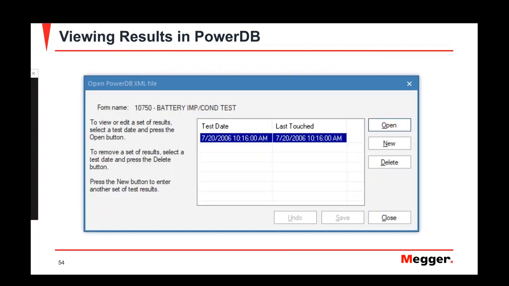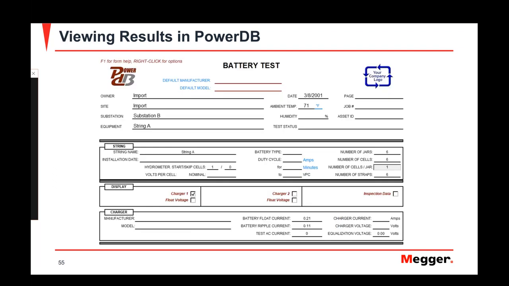Next, you're going to highlight the test date that you selected for your test data, and hit the open button to move on to opening that data on the test form. So now let's take a look at the test form that's in PowerDB. This is the header for that form.